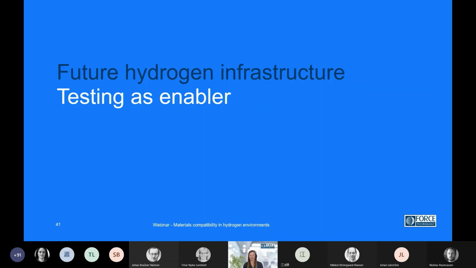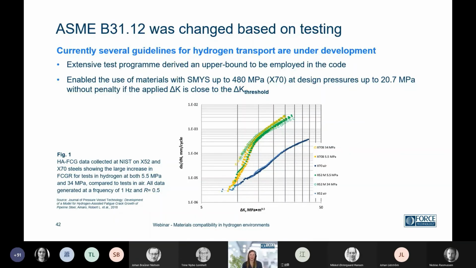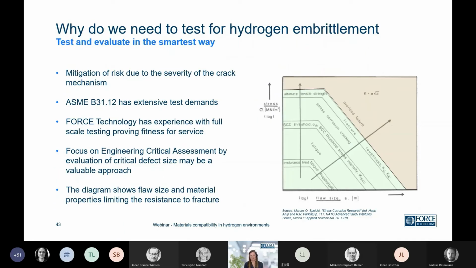Well, we would like to use testing as an enabler, because there are many studies performed, but testing is really the best way. Just a quick example: ASME B31.12 was changed based on testing. For example, X70 got a different rating, being able to be used at higher pressures due to a significant test program. But you have really extensive test demands in that standard, and maybe it's a good idea to consider other approaches.